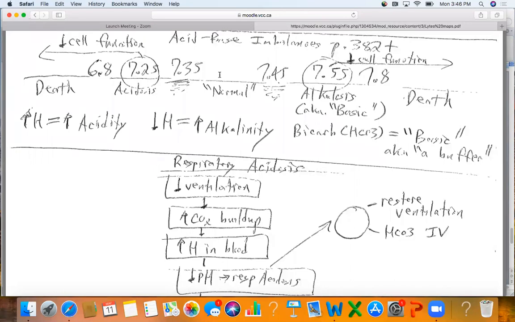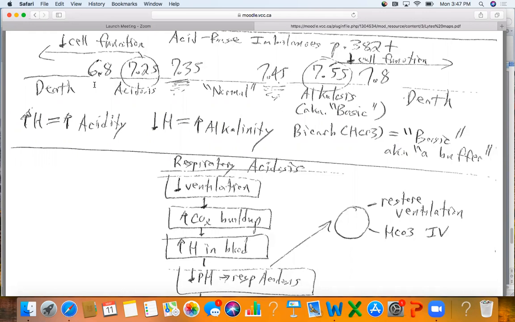Okay, if we go down the acidosis way, as we move past 7.35 into lower numbers, we start saying you're relatively acidotic. If you hit 7.25, we say you've got full-blown acidosis and you've got increased cellular dysfunction. If we go as low as 6.8, you're dead.